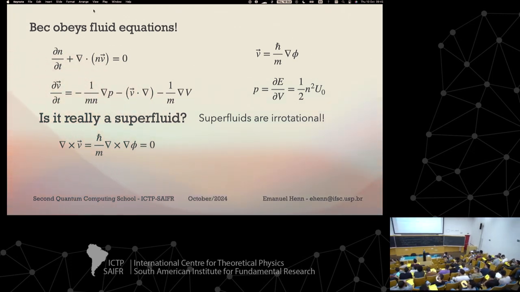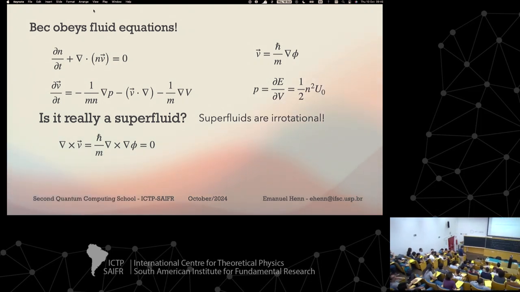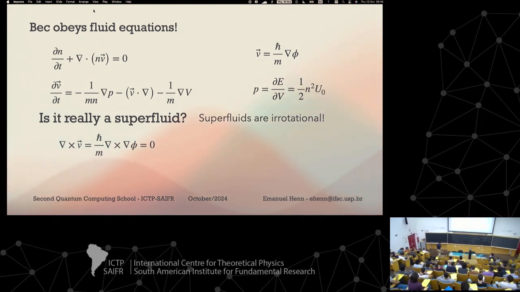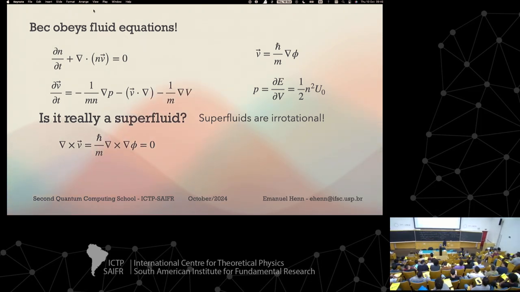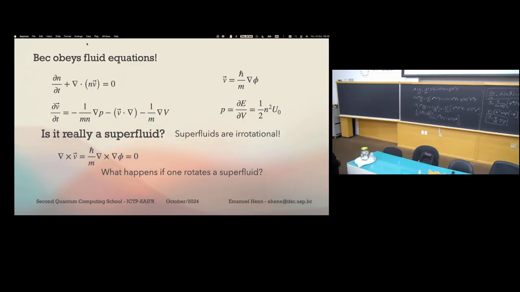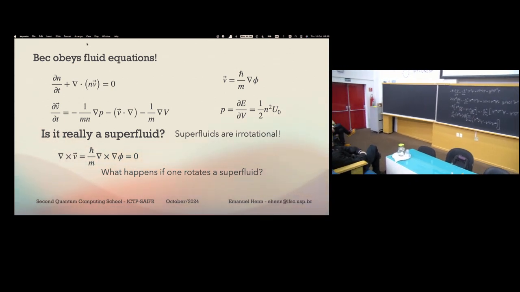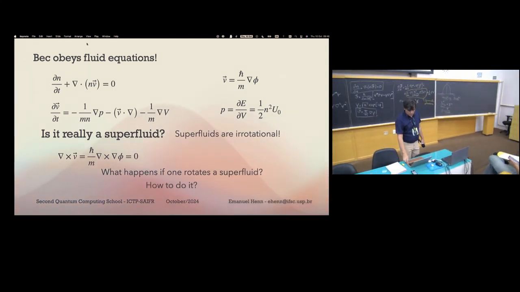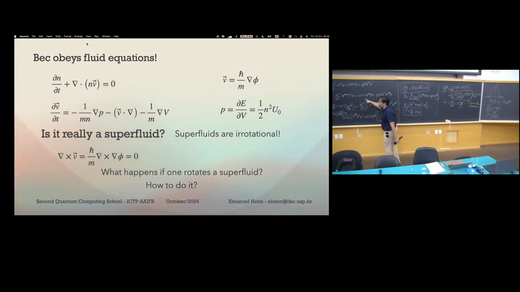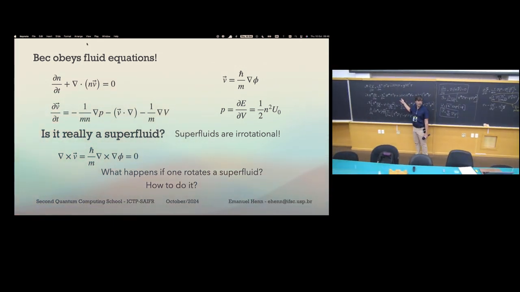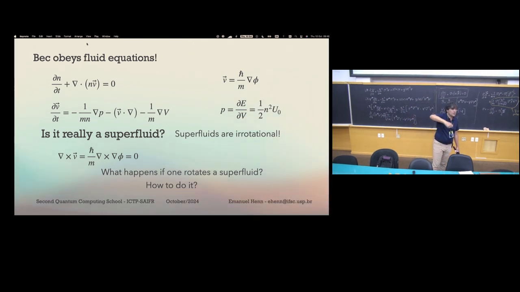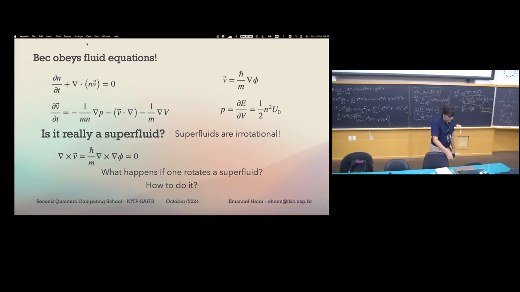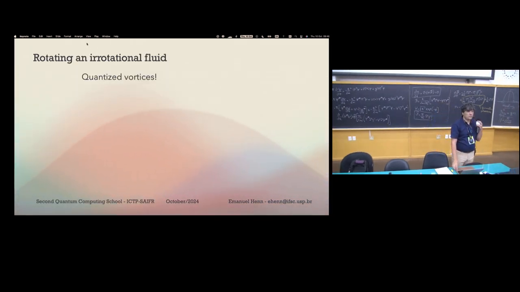Can I test it? Can I rotate this? What happens if we rotate? It doesn't move, it's not rotating. But what happens to liquid helium if we rotate it very fast? It develops vortices. Before showing you how we rotate a Bose-Einstein condensate, we have an external potential here. If we have a potential that looks like a spoon, I can rotate this thing, and we do it. And when we do it, we see quantized vortices.